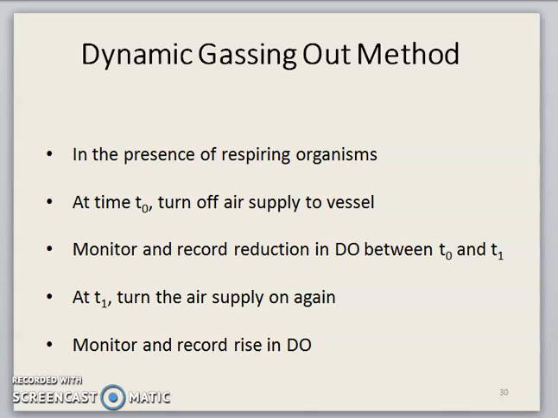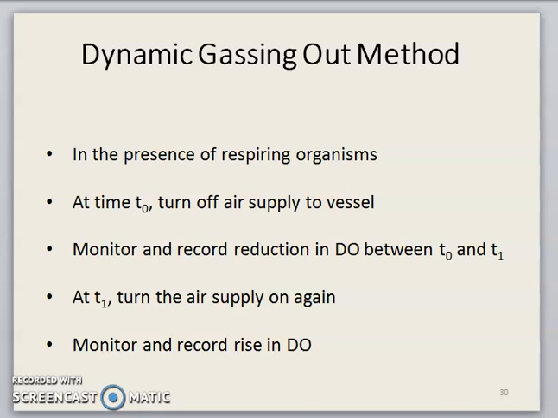Another method is the dynamic gassing out method. This is a method where the fermenter contains microbes. At time t0, turn off the air supply to the vessel, and monitor and record the reduction of dissolved oxygen between t0 and t1. At t1, turn the air supply on again and then monitor and record the rise of dissolved oxygen.